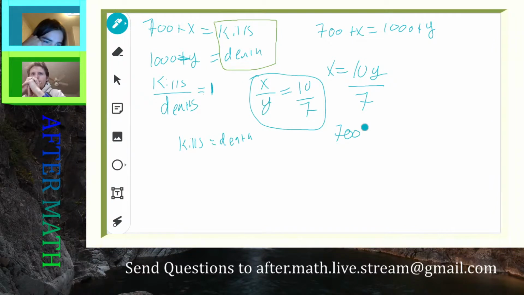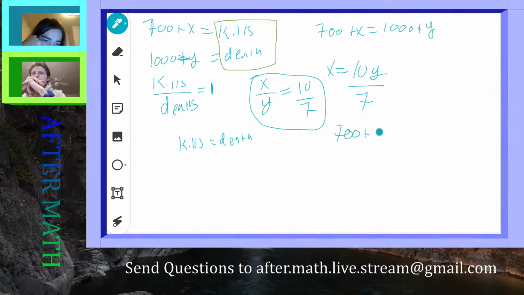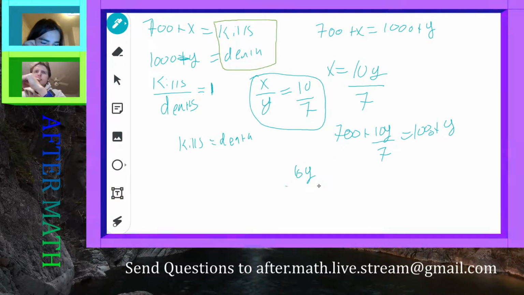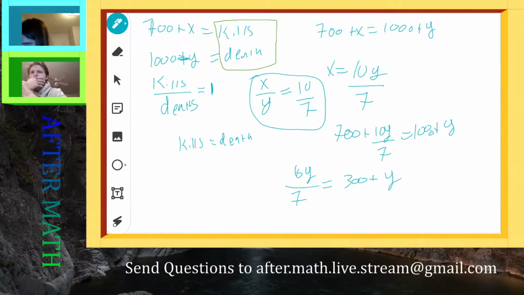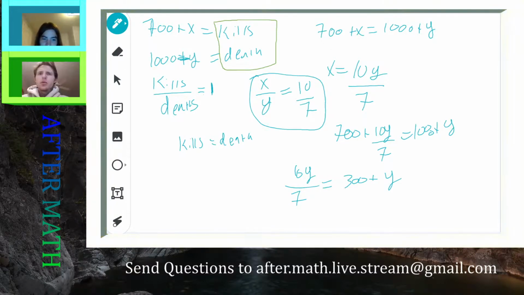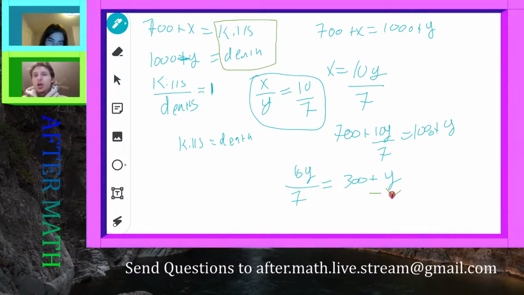So we get 700 plus 10y over 7 equals 1000 plus y, right? Right. And then we subtract 700 from both sides, so we get 10y over 7 equals 300 plus y. You want to take it from here? Yeah, then we want the variables on one side, so we subtract y, subtract y.